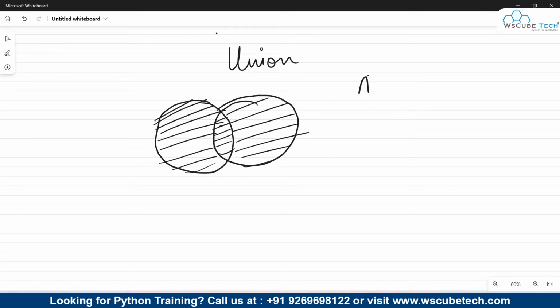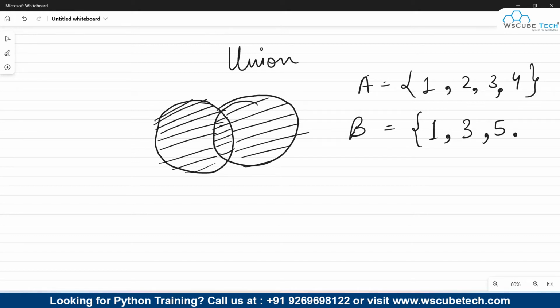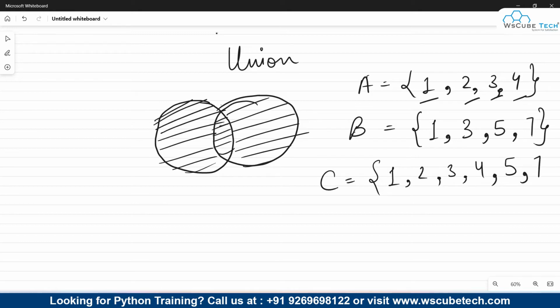For example, if we have set A equal to 1, 2, 3, 4, and set B equal to 1, 3, 5, 7. What will union give us? Union will give us a set called C, and inside this it will give us the values 1, 2, 3, 4, 5, 7. That means it will give us 1, 2, 3, 4. The common elements have also been given over here, that means 3 and 1. And it will also give us 5 and 7. This is what a union will give us.